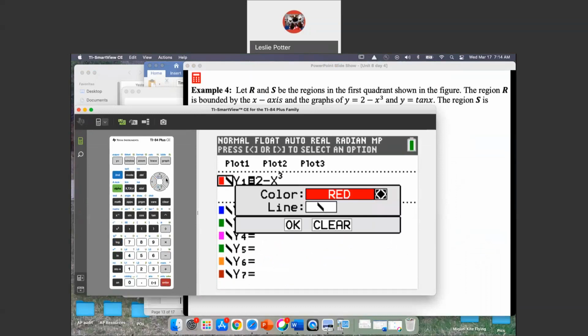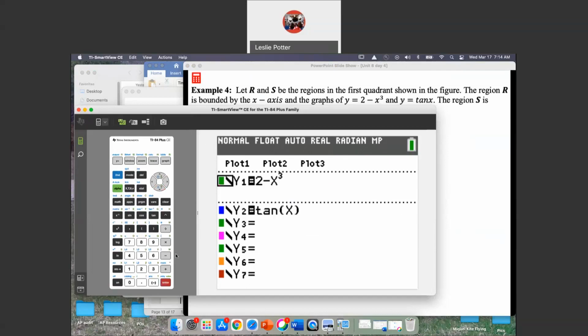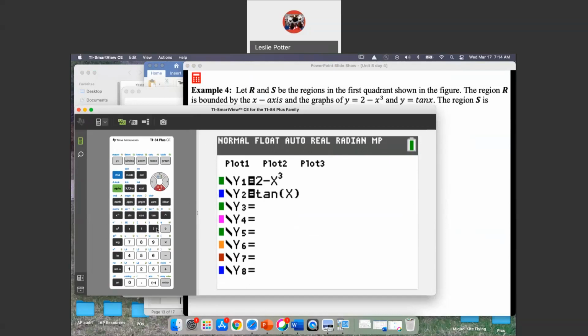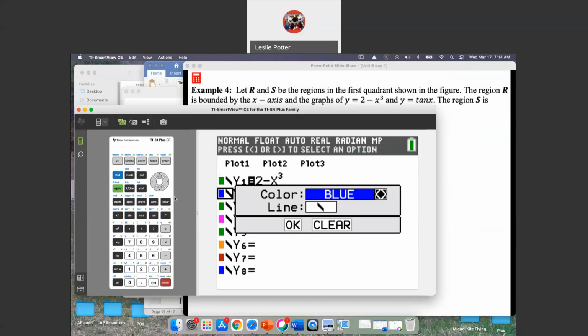I'm going to, let's see here, let's go to green. Okay. And let's go down here and make this red.